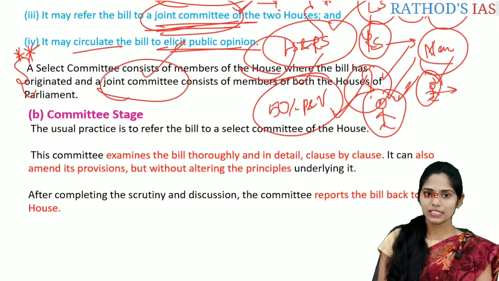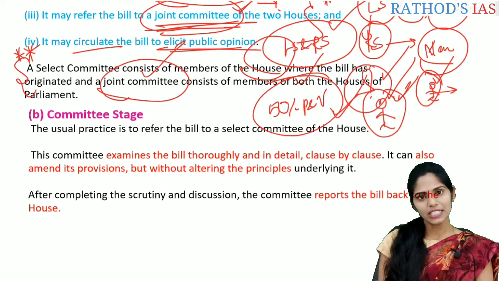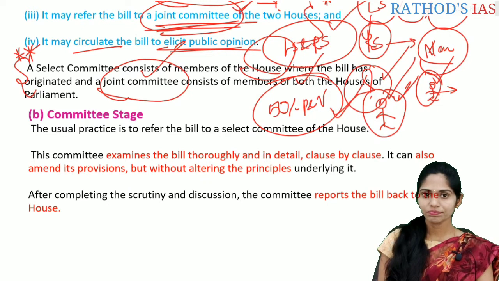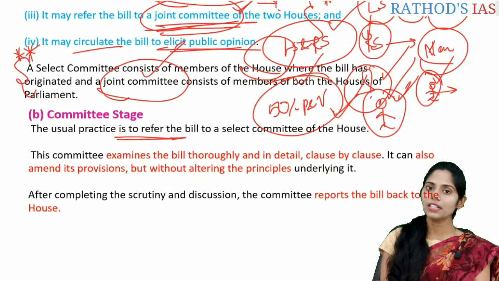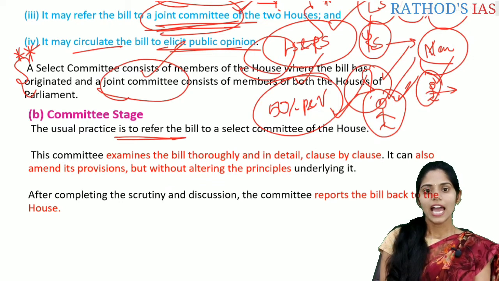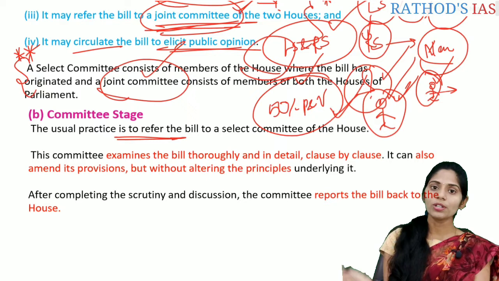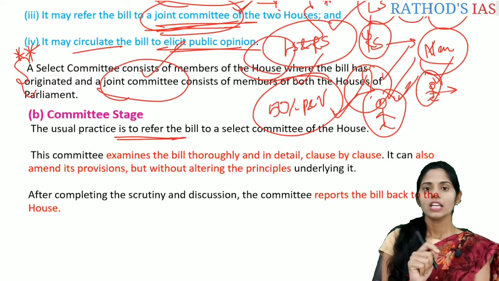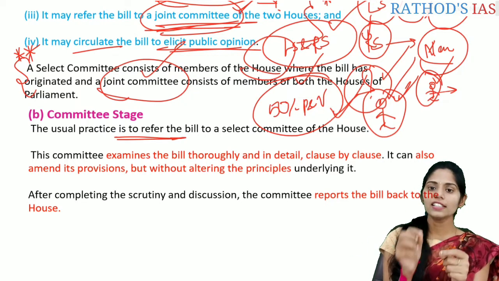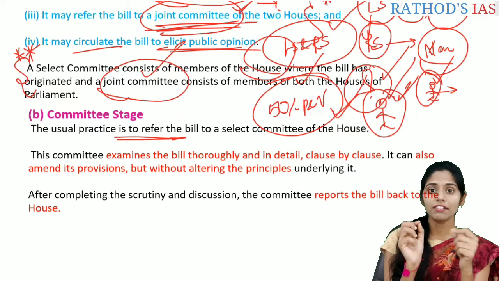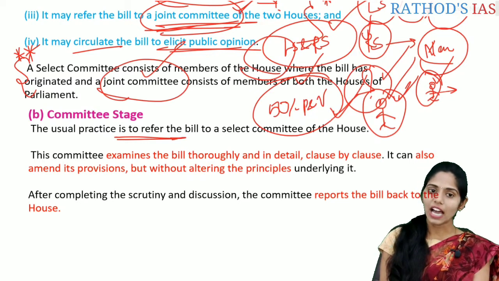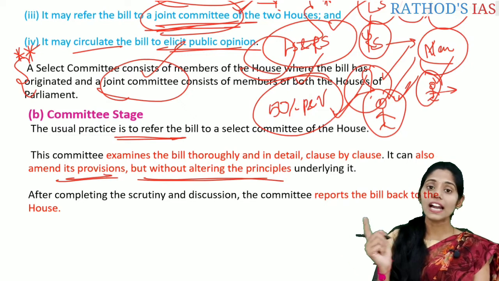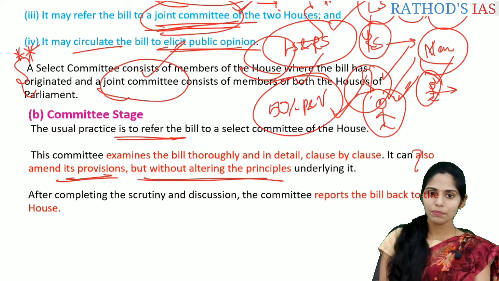And let us see the committee stage. If you see this committee stage, the usual practice is to refer the bill to the select committee of the House, and this committee is responsible to examine the bill thoroughly in detail, regarding each and every word, each and every clause, each and every frame. And it also can amend these provisions but without altering the principles underlying it. This is very, very important.